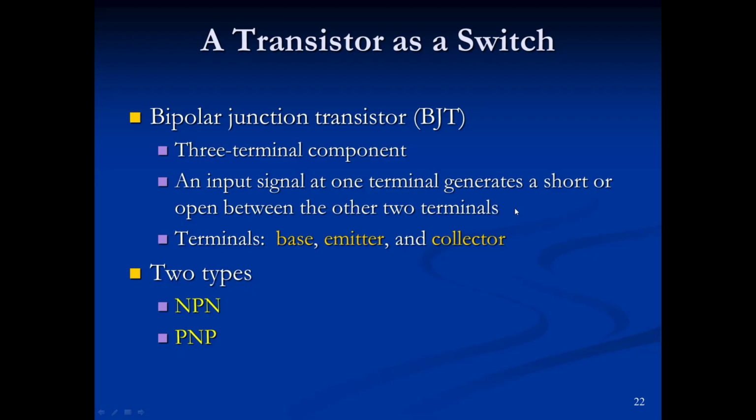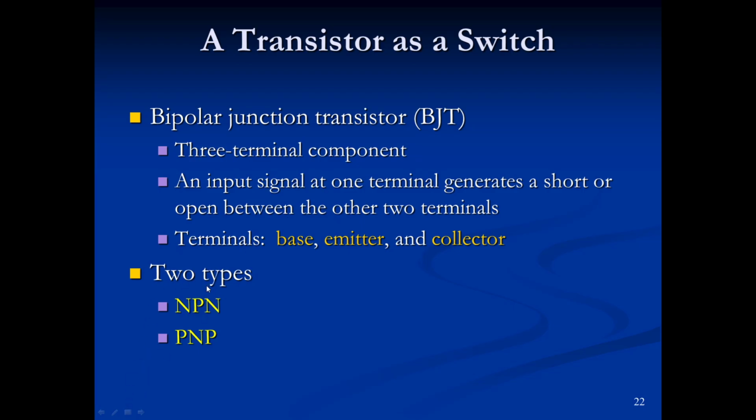So then moving on to transistors as switches. One type of transistor is the bipolar junction transistor, also known as a BJT for short. It has 3 terminals: the base, emitter, and the collector. And the way it works is that an input signal at one terminal generates a short between the other 2.